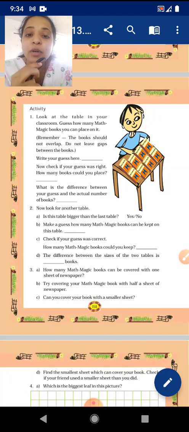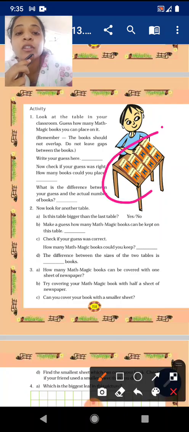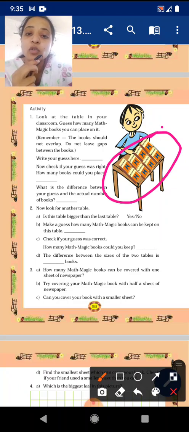1. Look at the table in your classroom. Guess how many maths magic books you can place on it. Remember, the books should not overlap. Do not leave gaps between the books. See what they are telling: on the table you have to place your maths magic books, right? How many books you can place over there, and they should not overlap or leave any gap. Okay, then you will come to know the exact measurement of the table, right?